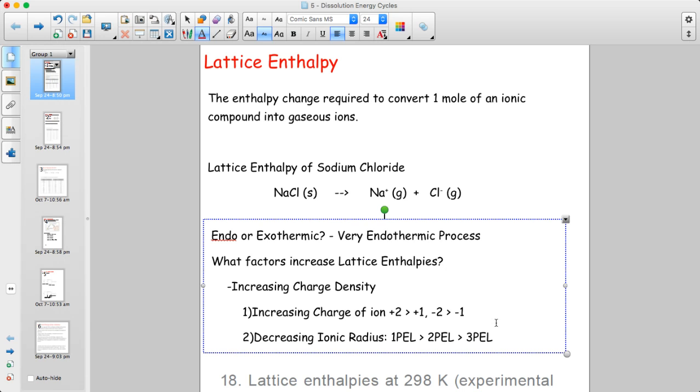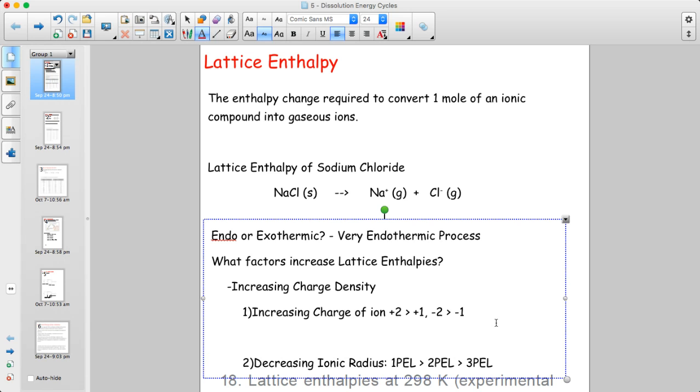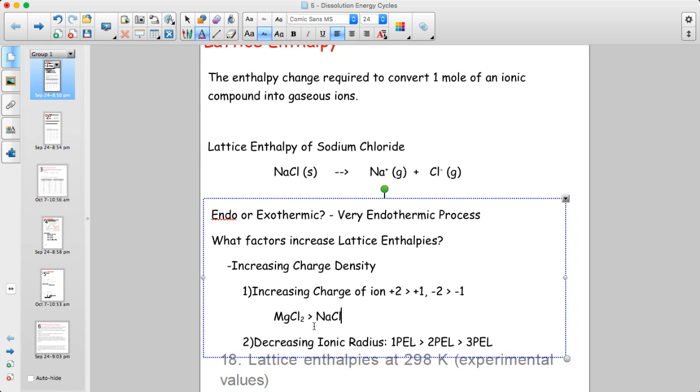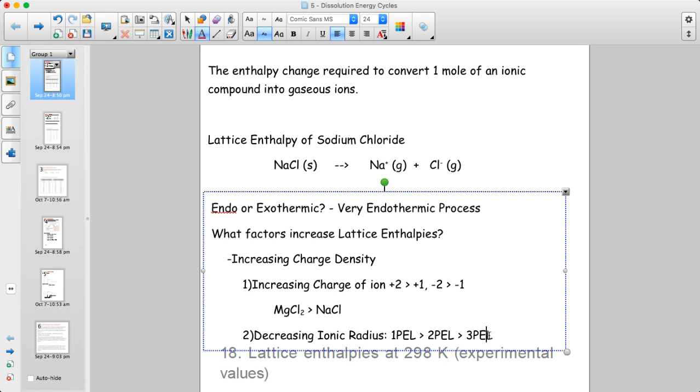So in terms of examples, in terms of the increasing charge one, this would be like comparing magnesium chloride to sodium chloride. And because magnesium is a 2+ ion and sodium is a 1+ ion, and the chloride in both examples is the same, we would expect this one to have a higher lattice enthalpy because the magnesium has a greater charge.